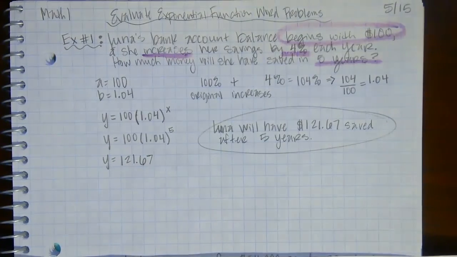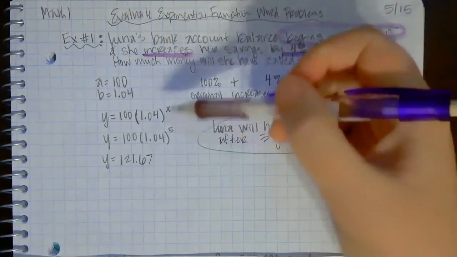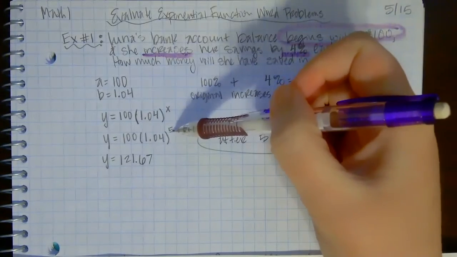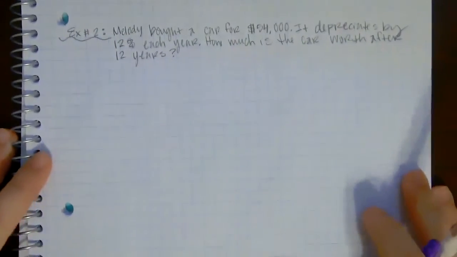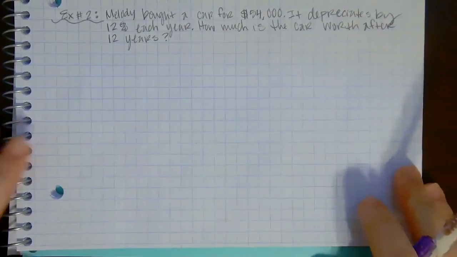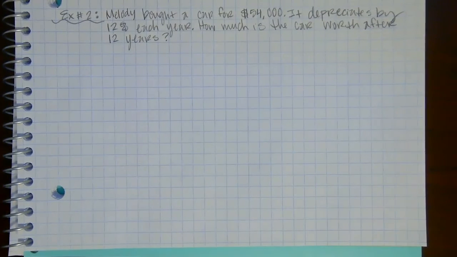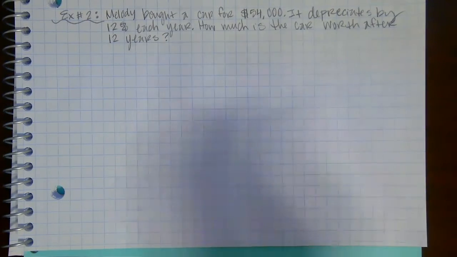Just kind of putting together some things we've already done. Taking that one last step of substituting in a certain amount. Let's try another one just to be sure we're okay here. So it says Melody bought a car for $54,000. It depreciates by 12% each year. How much is the car worth after 12 years?